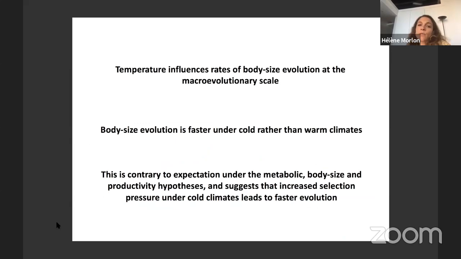So what we find is that temperature seems to influence rates of diversification and body size evolution at the macroevolutionary scale. For diversification, we found a positive effect of temperature on rates of evolution, but for body size evolution, a negative effect. So faster evolution under cold rather than warm climates, and this latter result is contradictory to expectation under the metabolic hypothesis, and it suggests indeed that it's more like increased selection pressure that can happen under cold climate, where there's faster climatic variation and other processes that lead to faster evolution.